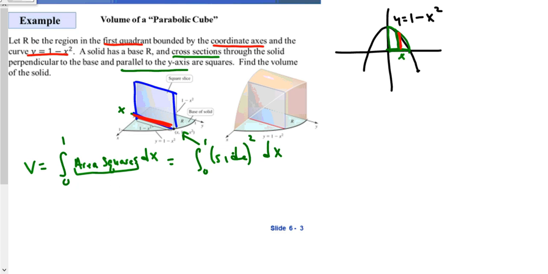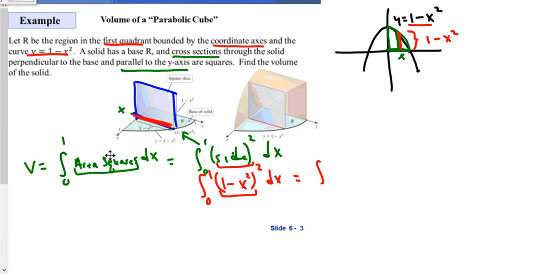Okay, that length is just the y value on this parabola. That's the distance above the x-axis. So this length is just 1 minus x squared, depending on what that x is. So it'll vary depending on the x value. So for the side here, I'm just going to replace this with 1 minus x squared. That's the length of one side. Square it for the area of that square, and then we're going to accumulate all the areas of the squares from 0 to 1.